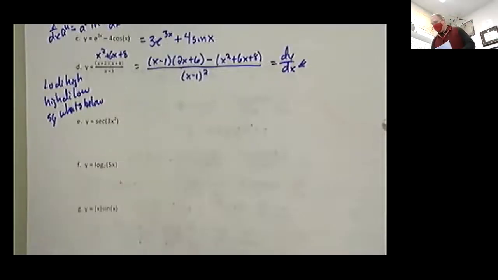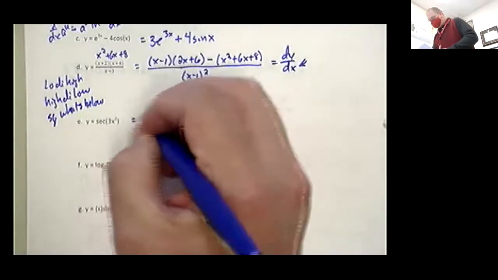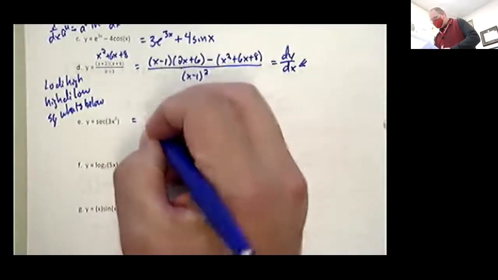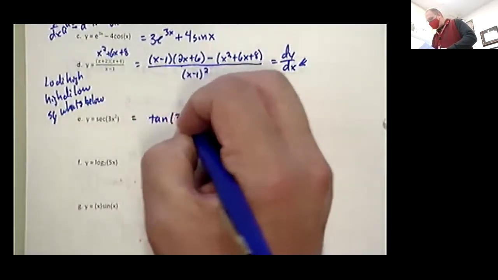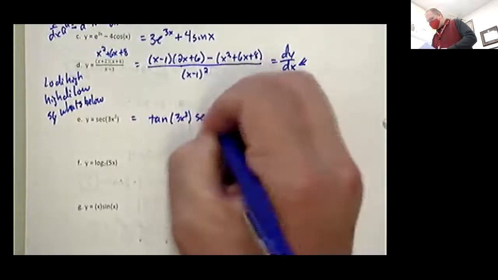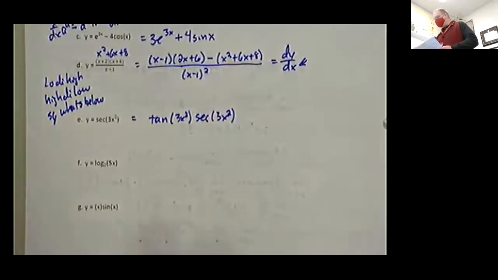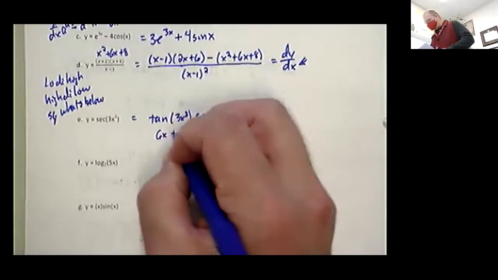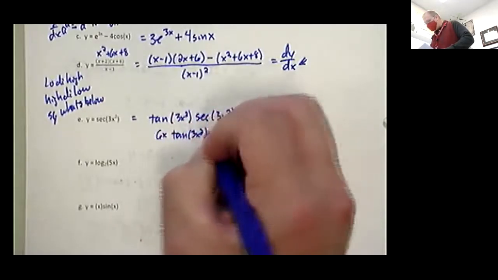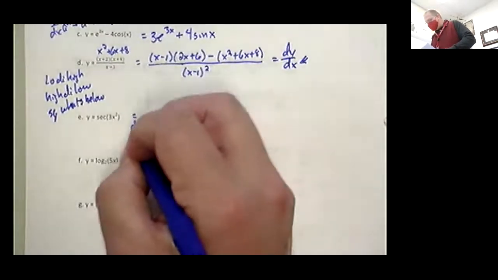Thank you. Letter E, derivative of secant is tangent, but what is x? X is the argument. So we have a tangent of 3x squared times the secant of 3x squared. But we're not done because we have to multiply by the derivative of the argument, which is 6x. If you want to make that prettier, put the 6x in front. Tangent 3x squared, secant 3x squared. That's equal to dy over dx.